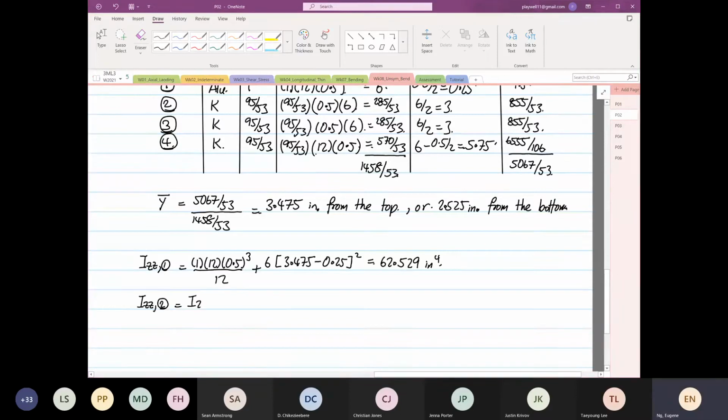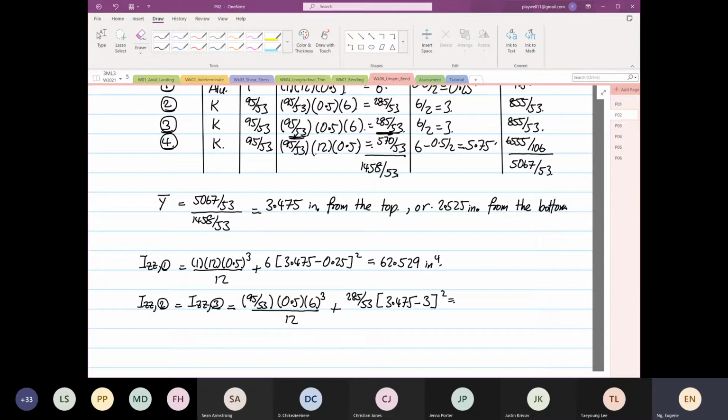Now IZZ2 is equal to IZZ 3. Okay. So the width coefficient is 95 over 53, multiplied by 0.5 times 6 cubed divided by 12, plus, now this area over here already includes the coefficient, right? So 285 over 53. Don't double count it, okay? Multiplied by (3.475 minus 3) the whole thing squared. So 95 over 53 times 0.5 times 6 power 3 divided by 12 plus 285 over 53 times (3.475 minus 3) close bracket squared.